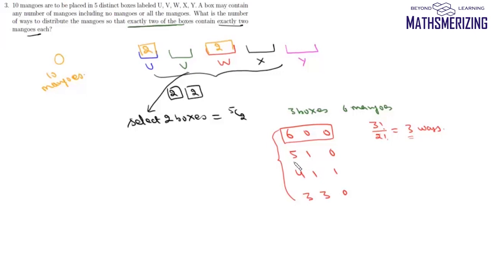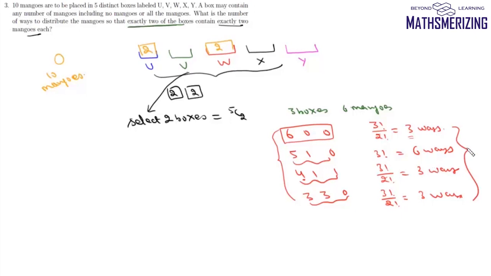Now what about 5, 1, 0? These 3 distinct numbers can be arranged in 3 places in factorial 3 ways. So it can be done in 6 ways. 4, 1, 1: again factorial 3 divided by factorial 2, so again it will be 3 ways. And then 3, 3, 0 is again factorial 3 divided by factorial 2, which again is 3 ways. So these remaining 6 mangoes can be distributed in the remaining 3 boxes in altogether 15 ways.